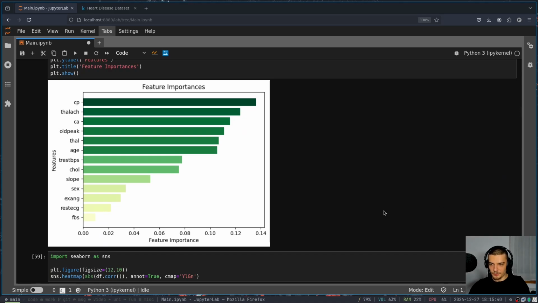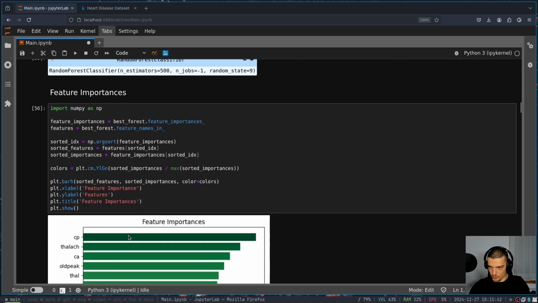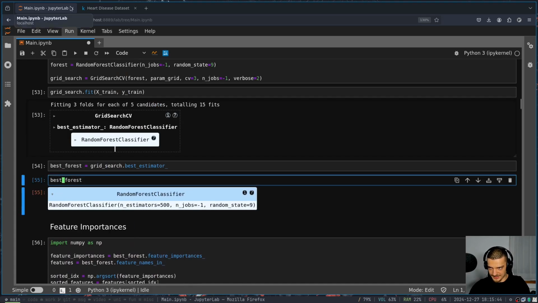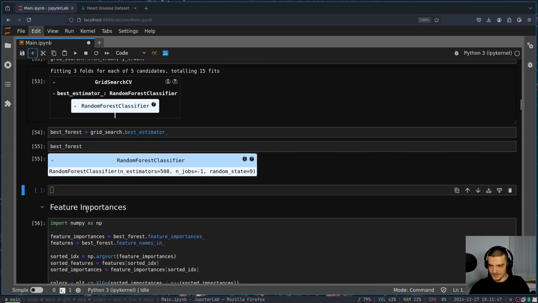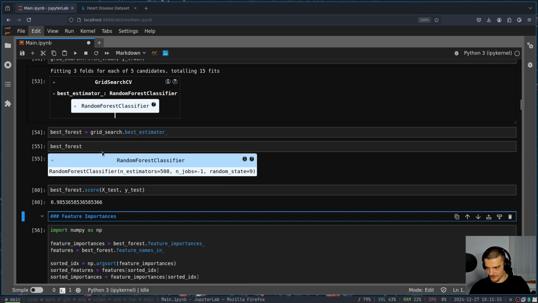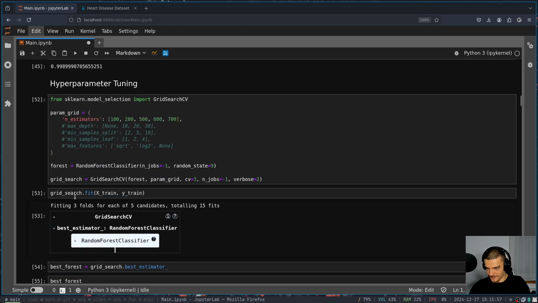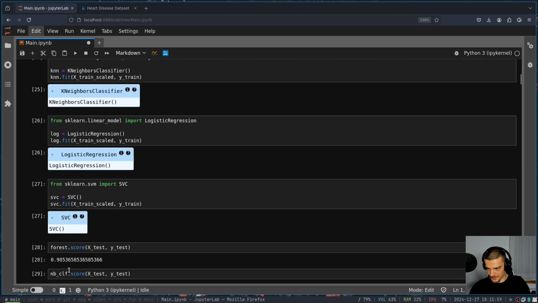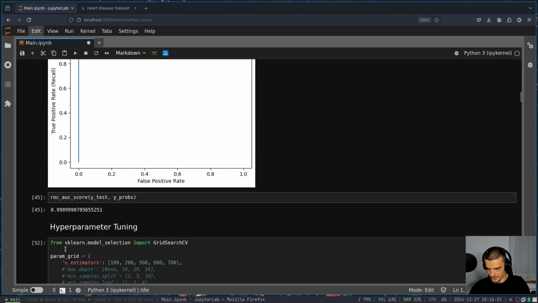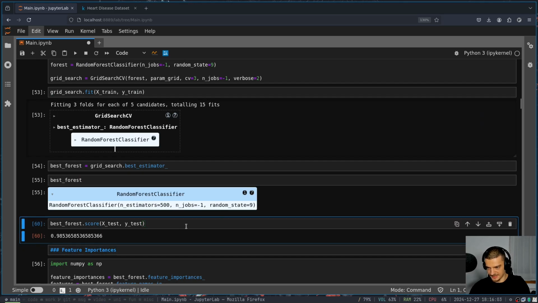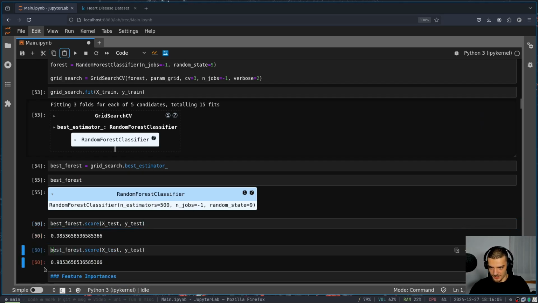So that would be my conclusion. Actually, maybe one more thing, because we didn't evaluate this. Let's see if our best forest actually outperforms the other forest. So let's do a score on X test and y test. And we get 0.9853. What did we get before? We got 0.9536. Yeah, it's the same. It has the exact same score.